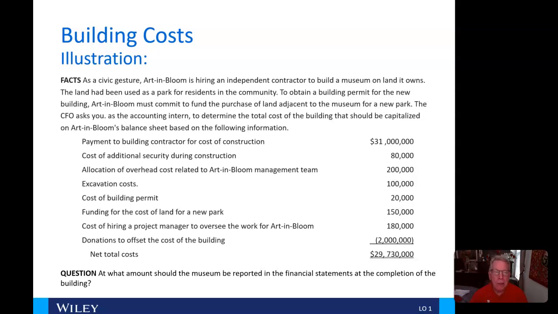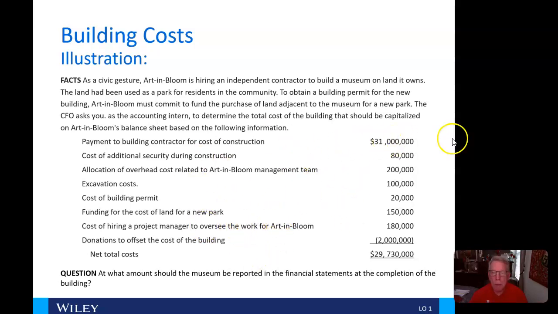To obtain a building permit for the new building, Art in Bloom must commit to fund the purchase of land adjacent to the museum for a new park. The CFO asks you, as the accounting intern, to determine the total cost of the building that should be capitalized on Art in Bloom's balance sheet based on the following information.